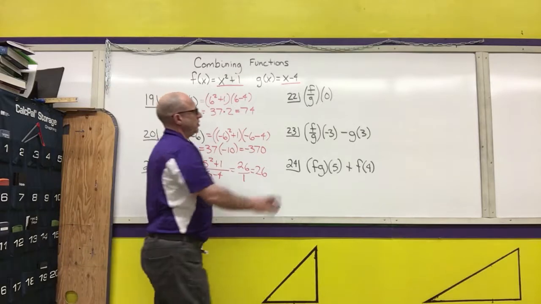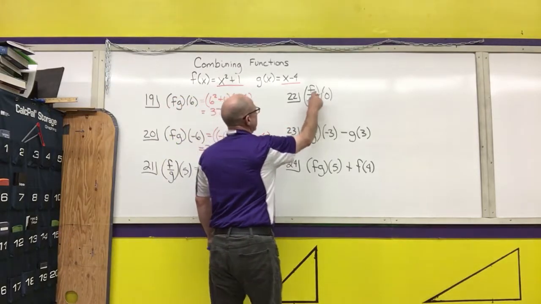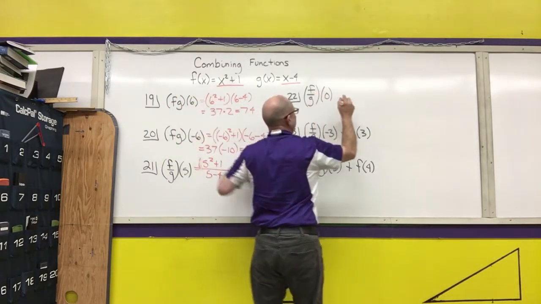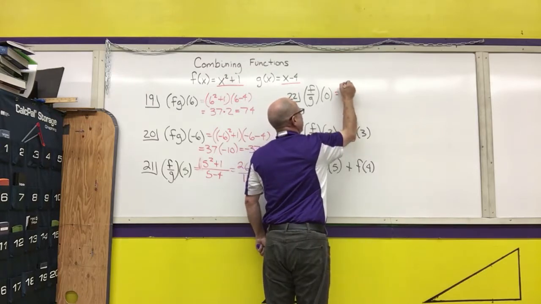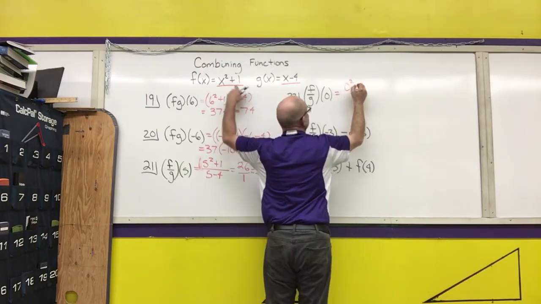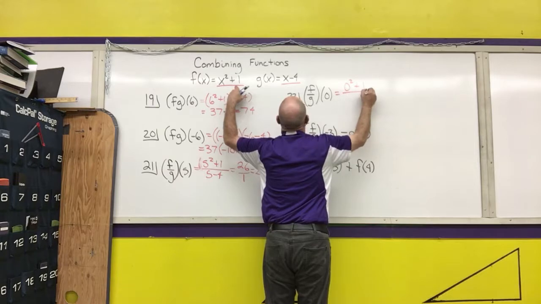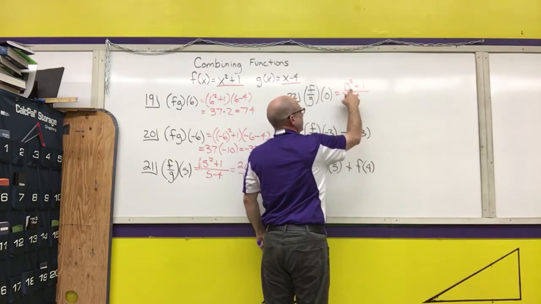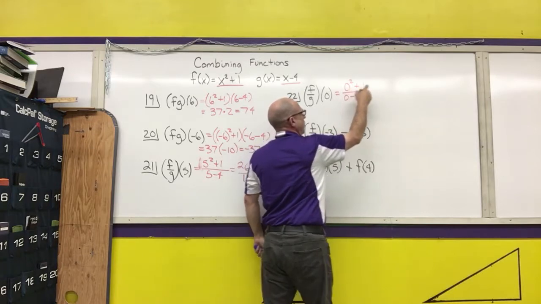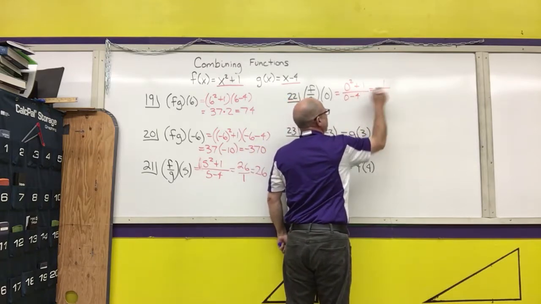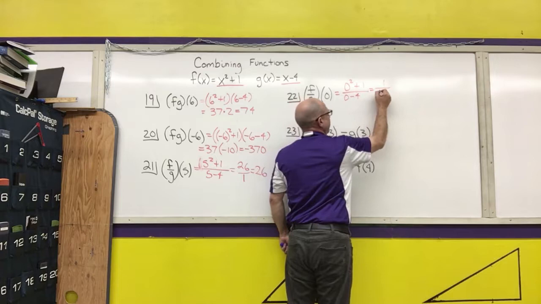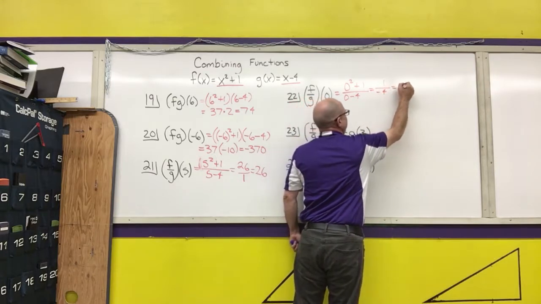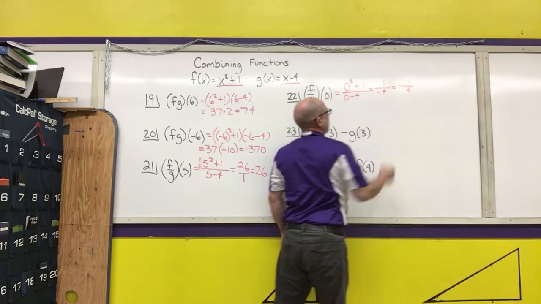Next, I want to find the quotient evaluated at 0. So I put a 0 in for x in both places. That gives me 0 squared plus 1 over 0 minus 4. 0 squared is 0. 0 plus 1 is 1. 0 minus 4 is negative 4, which means I have negative 1/4 as the answer.